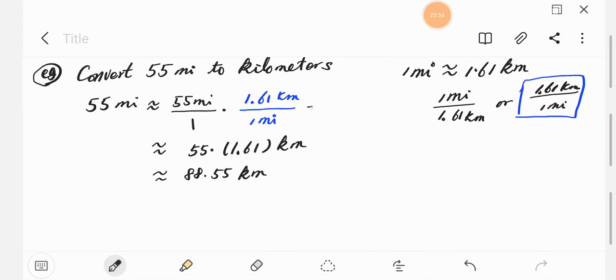Okay, so let me write it again here. 55 miles over 1, times 1.61 kilometers over 1 mile, so that you can cancel out mile and mile, right? Okay, this is how we can convert. So 55 miles is approximately equal to 88.55 kilometers.